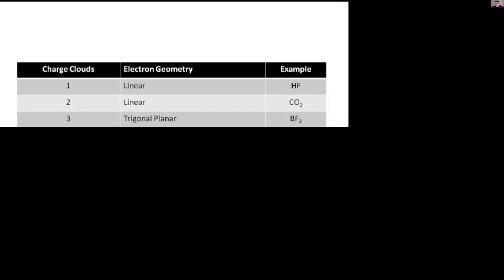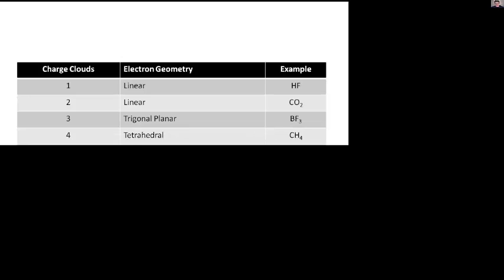Trigonal planar, where they have 3 cloud charges, an example being BF3, which we saw before. Tetrahedral, an example would be methane, CH4, which has 4 cloud charges. There are only 2 other ones that we need to know about. So these are the base shapes, and we're going to make it a little more complex, but these are the 6 base shapes. And if you get these 6 base shapes down, then you can decipher pretty much everything else that you need to know.